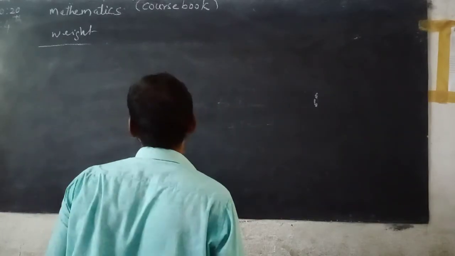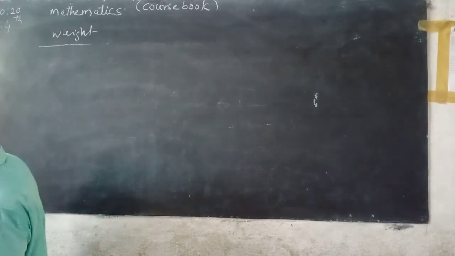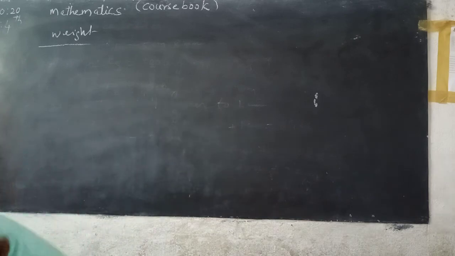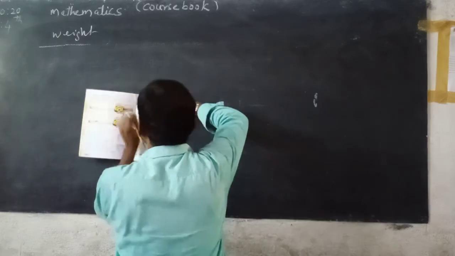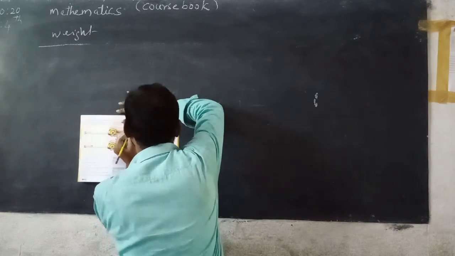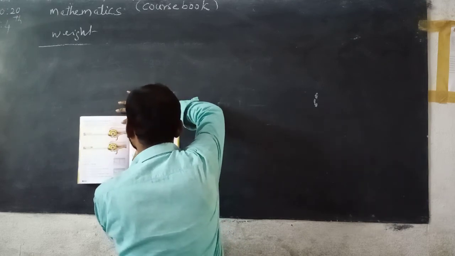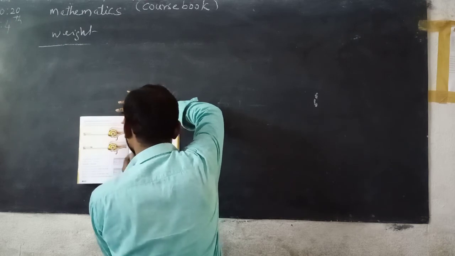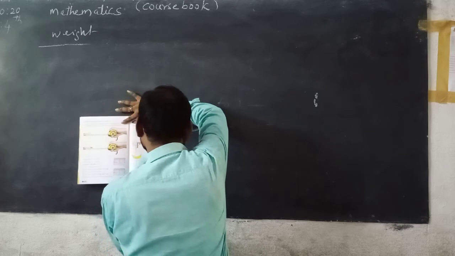Next, according to your course book, page number 49, circle the heavier object in each box. So here, this is a cup. You have to circle the heavier object. Here the heavier object is this. Here the heavier object is this. And here the heavier object is this. And here the heavier object is this.